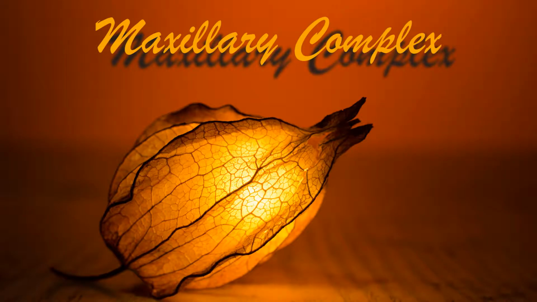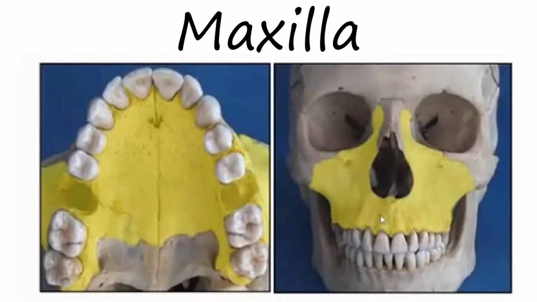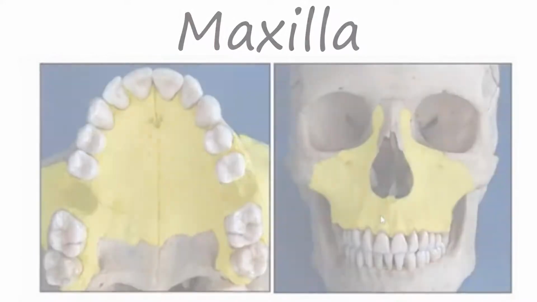Maxillary complex. The maxilla is the upper jaw bone, formed from the fusion of two maxillary bones. The two maxillary bones are fused at the intermaxillary suture. The maxilla derives from the first pharyngeal arch and ossifies by intramembranous ossification, beginning in the 6th week of intrauterine life.